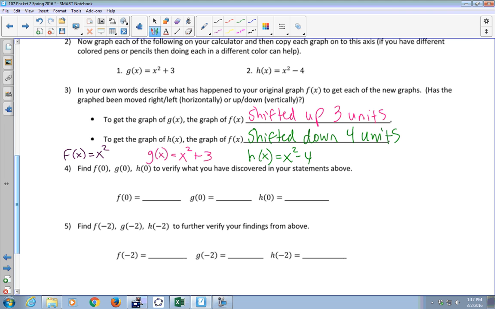So for evaluating f of 0, g of 0, and h of 0, that 0, what variable does that represent? What am I plugging 0 in for? X. Good. So if I plug a 0 into the f formula, you just get 0 squared, which is 0. If you plug a 0 into the x squared plus 3 formula, you get 3. And if you plug 0 into x squared minus 4, you get negative 4.